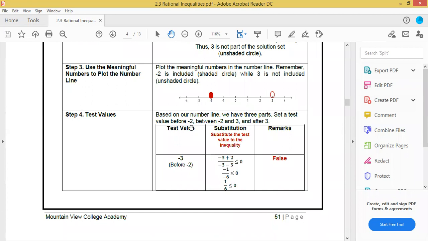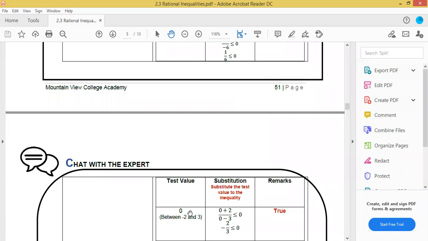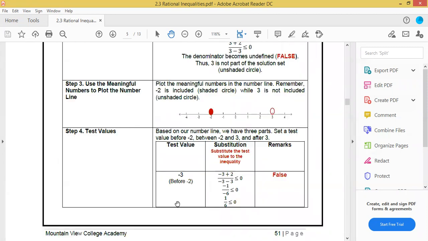Next, step 4. We need to assign test values. Before -2, let's assign -3. Between -2 and 3, we can assign 0. So we have 0 here as our test value. You see this one? Then, after 3, we could assign 5.